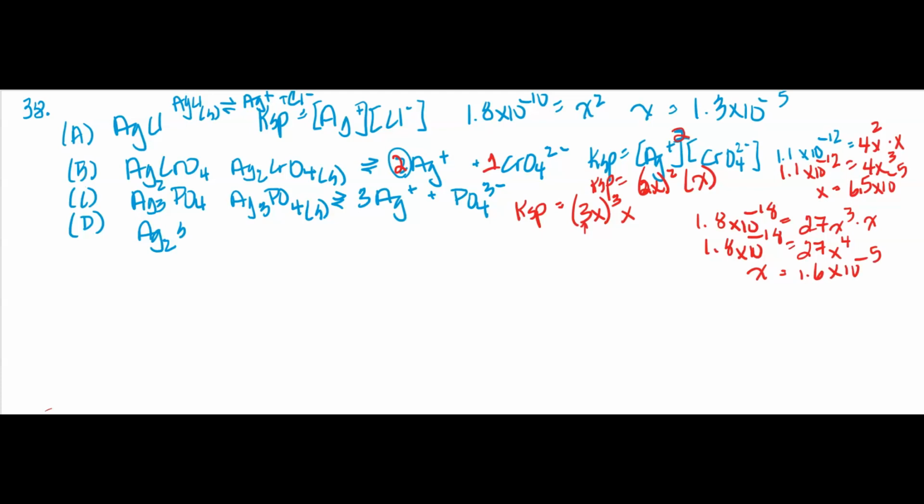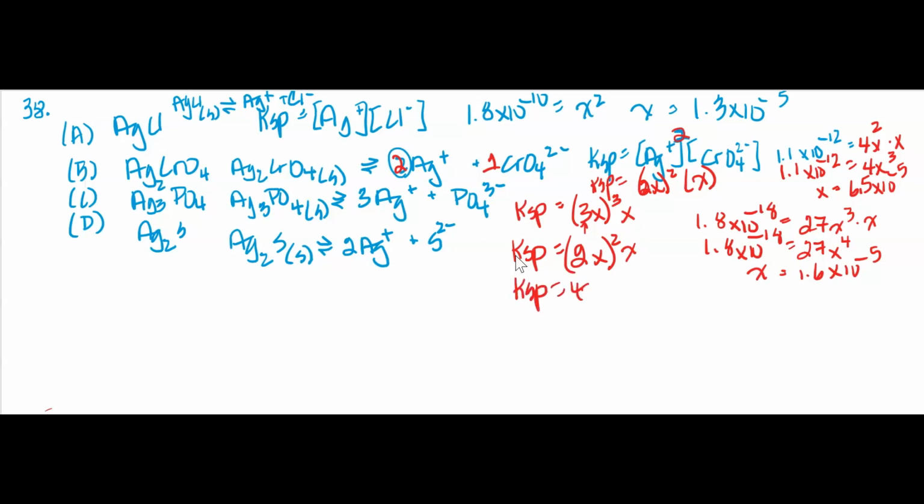We'll do the same thing for D. Have the equation for the dissociation. We can write the KSP expression. KSP equals 4x squared times x. KSP equals 4x cubed. And we know the value of KSP. It's given, 6.0 times 10 to the minus 51. Divide both sides by 4. Solve for x. Take the cube root.